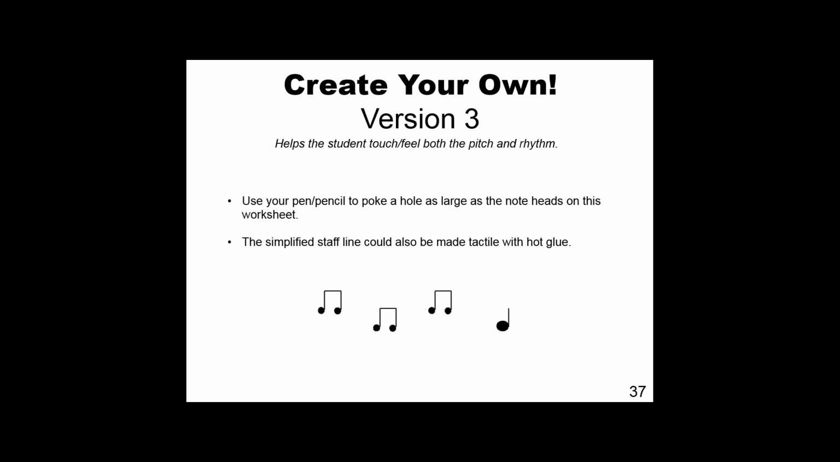So just take your pencil, and I think I might try it from behind, so you can actually feel a little bit more of the bump. So go ahead and take that pencil, and just make sure that quarter note, the last one you do, is bigger. So you can see.